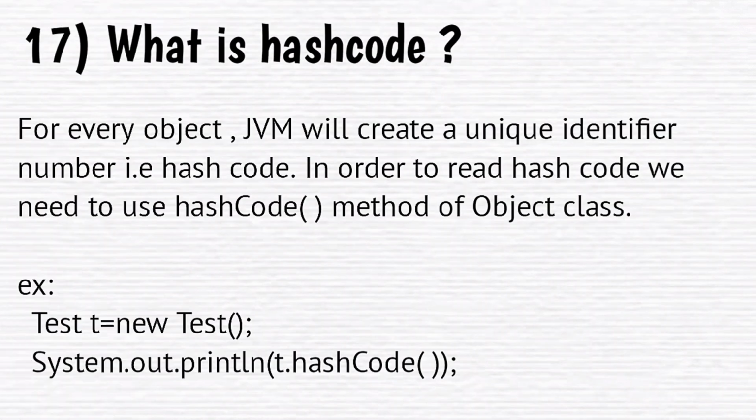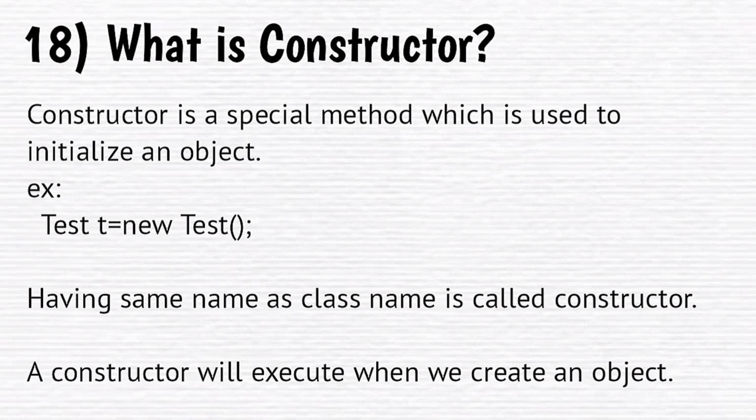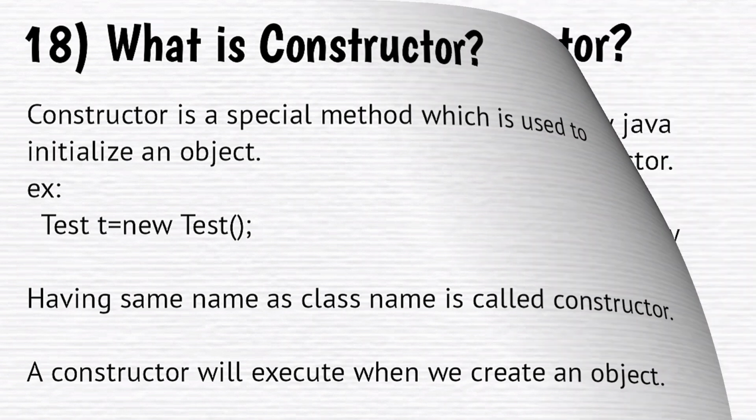What is hash code? For every object, JVM will create a unique identifier number, the hash code. In order to read the hash code, we need to use the hashCode method of the Object class. What is a constructor? A constructor is a special method which is used to initialize an object. Having the same name as the class name, it is called a constructor. A constructor will execute when we create an object.